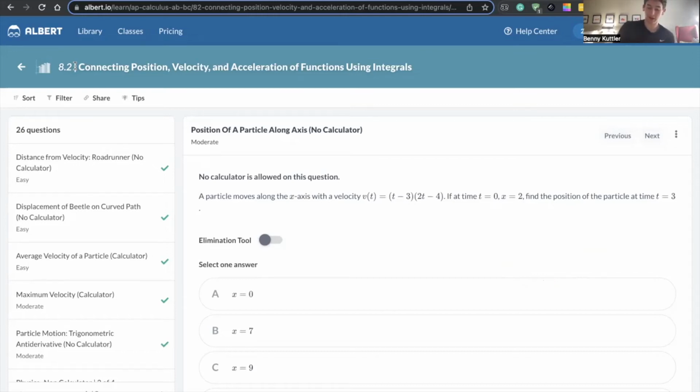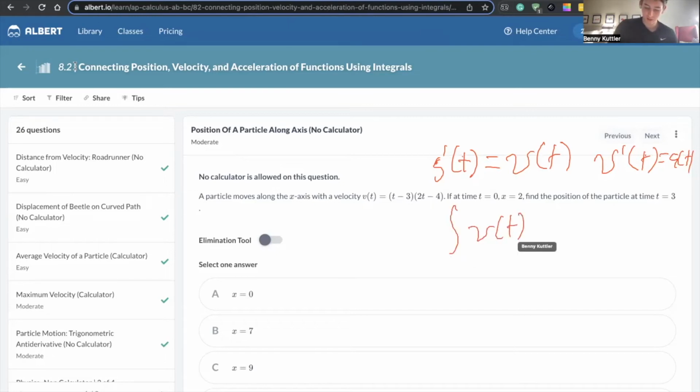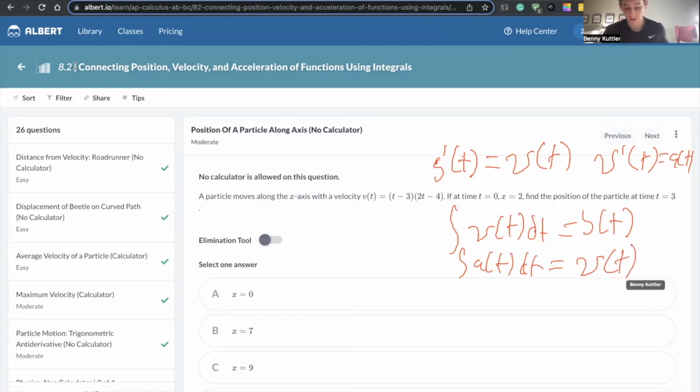So instead of having derivative of position is velocity, and derivative of velocity is acceleration, we just do the opposite. We know integrals and derivatives are inverses. So the integral of v of t dt equals position, and the integral of a of t dt equals velocity. And now we just do the same stuff that we did back in unit 4.